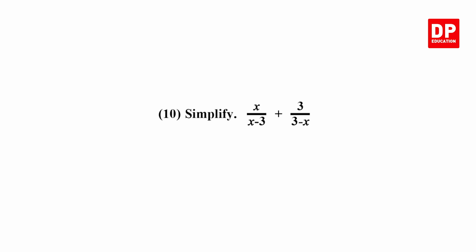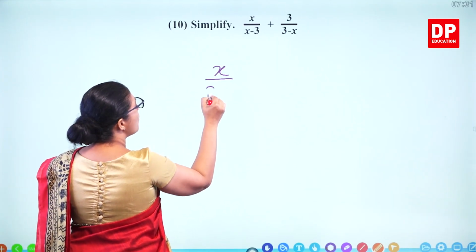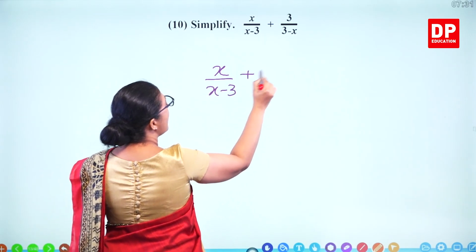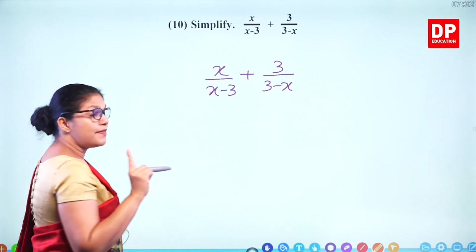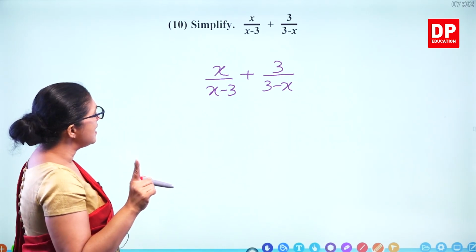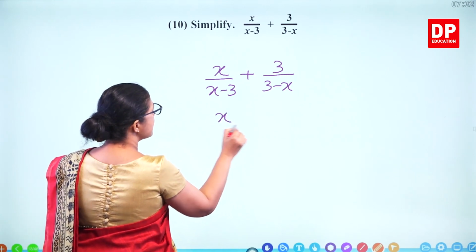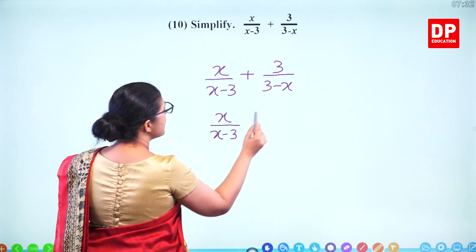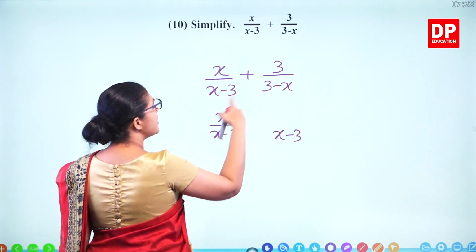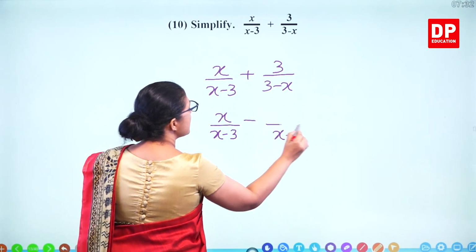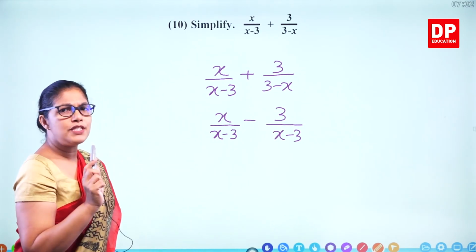Question number 10. Simplify algebraic fractions. So x over x minus 3 and 3 over 3 minus x. Look at carefully the denominator. Only sign is different. So we can rewrite the second one as x minus 3 here. That means I'm taking minus out. When I'm taking minus out, this becomes minus. So you get same denominator.